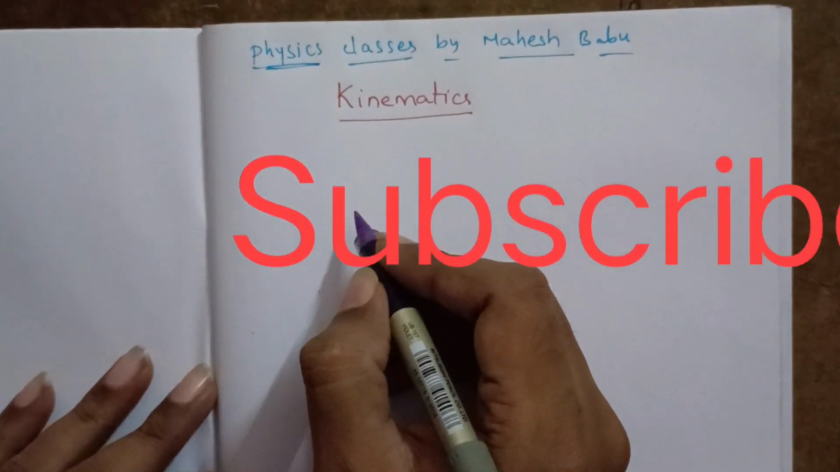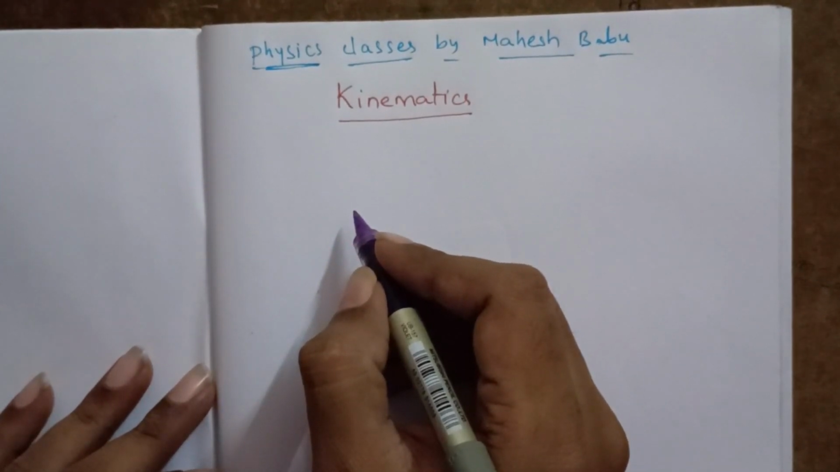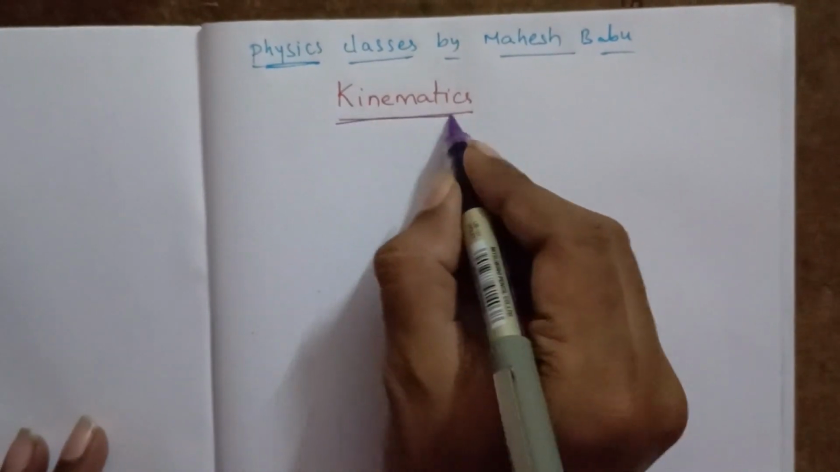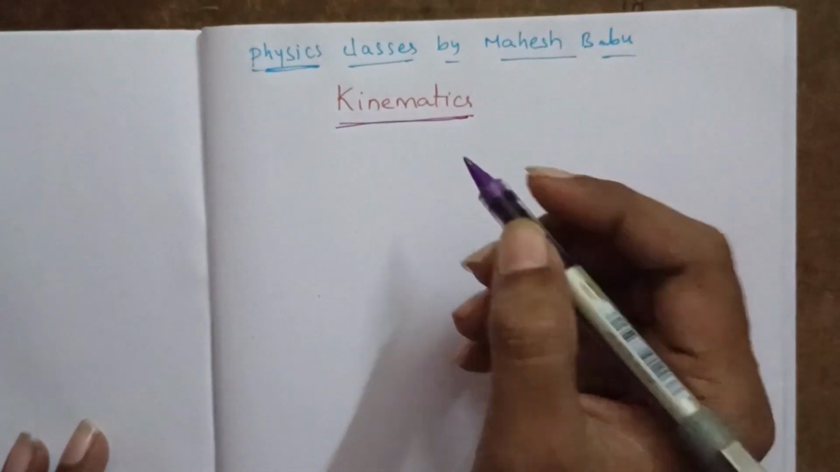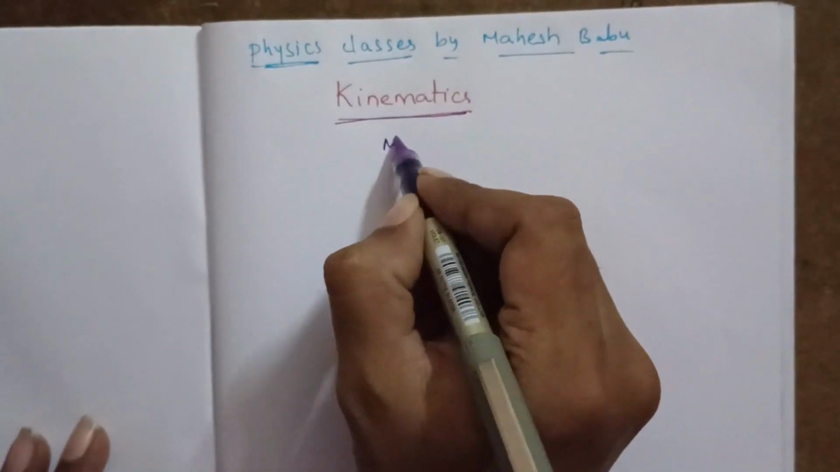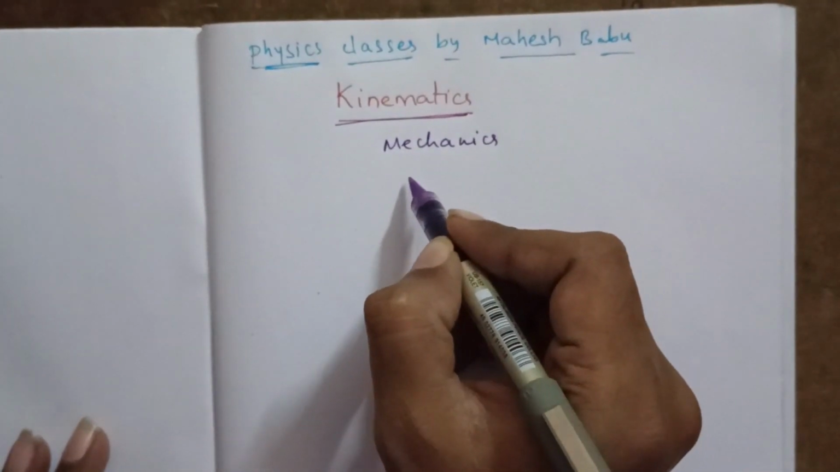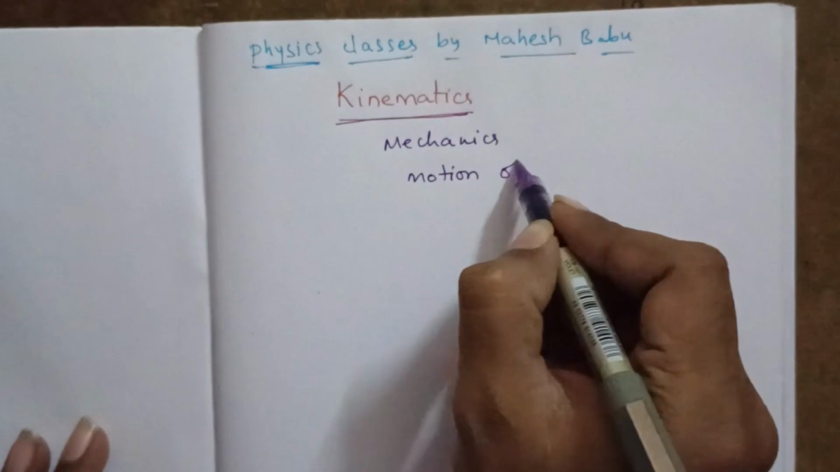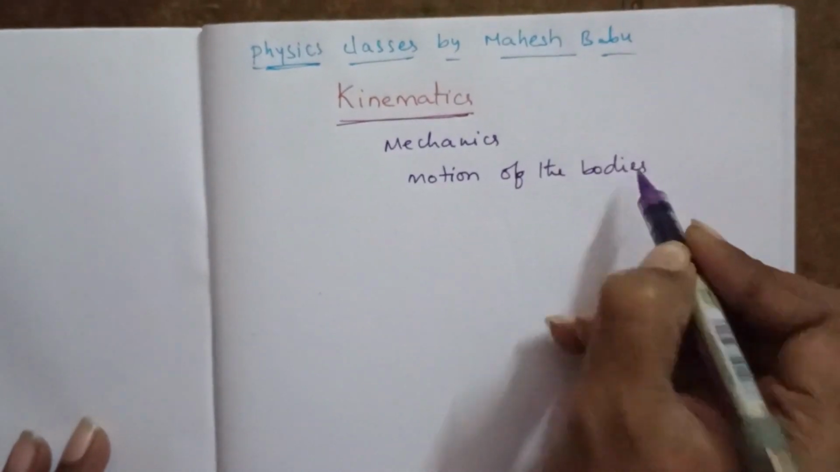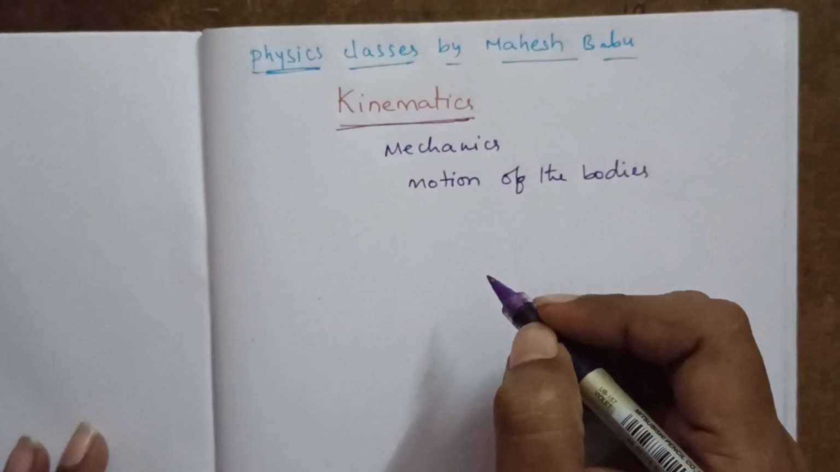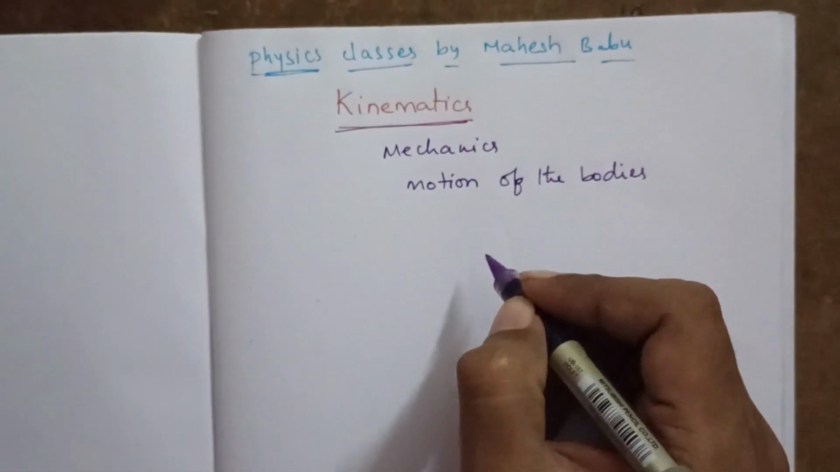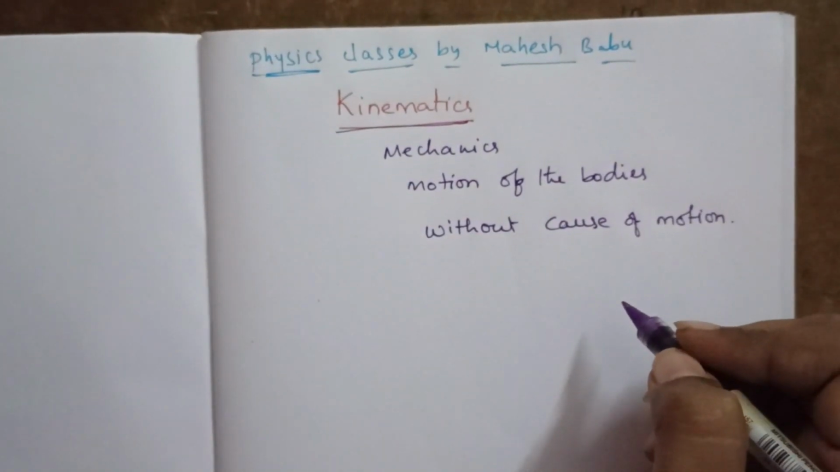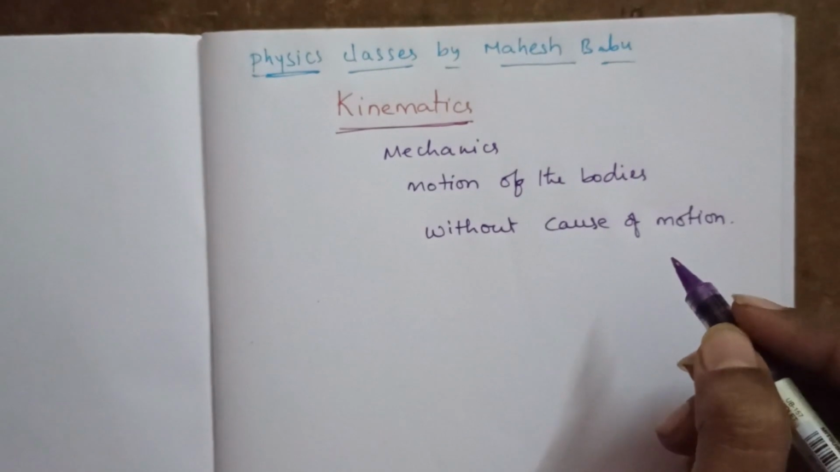Now we will discuss the chapter kinematics for IIT Foundation. What is meant by kinematics? What is the definition of kinematics? Kinematics is the branch of mechanics which deals with the motion of bodies, but without considering the cause of motion. Without the cause of motion, that is kinematics.